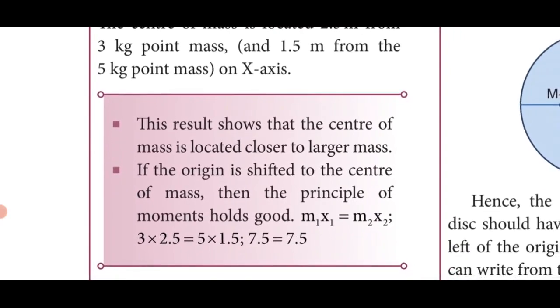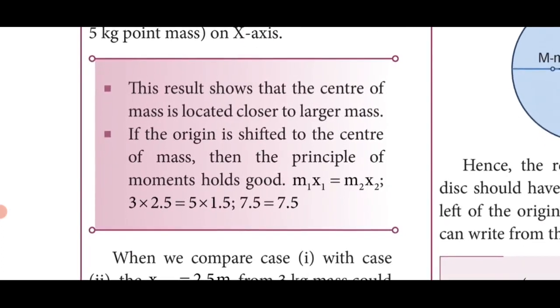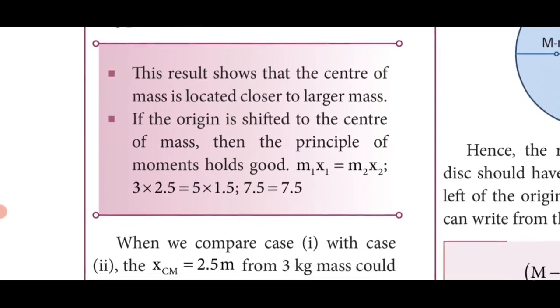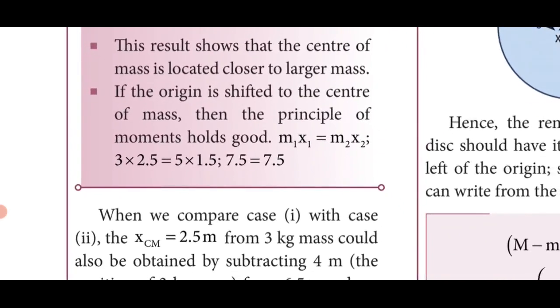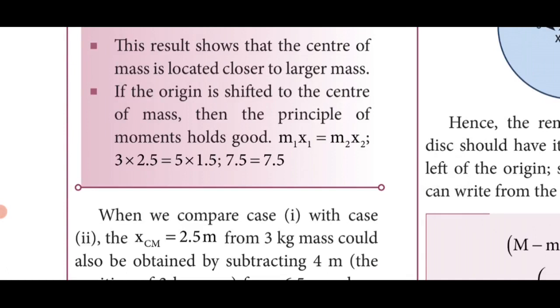So this result shows the center of mass is located closer to the larger mass. If the origin is shifted to the center of mass, then the principle of moments holds good. That is m1 x1 equal to m2 x2. That means 3 into, we have calculated now what is x1 and also what is x2, right? So 3 into 2.5 equal to 5 into 1.5, that is 7.5 equal to 7.5. So that is the center of mass.